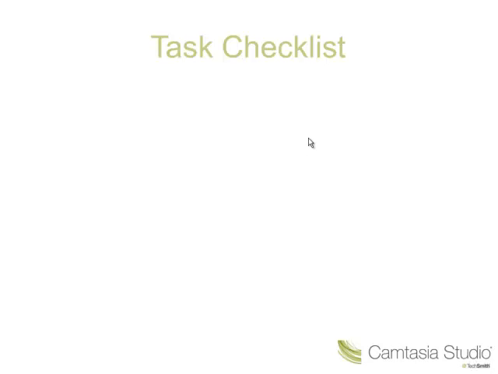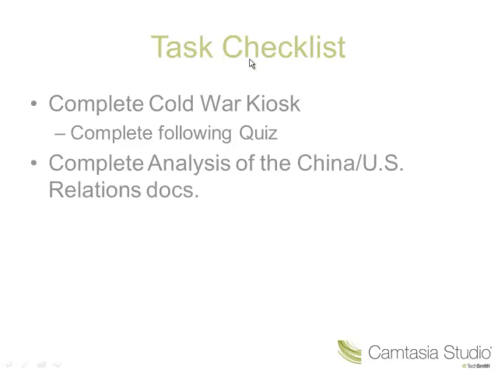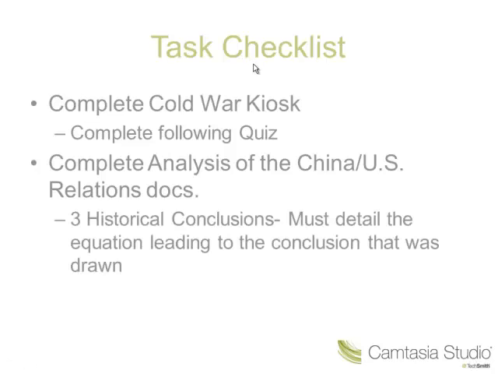The final checklist of things, and I'll go over this one other time, is you are going to complete the Cold War Kiosk, and I'll show you how to do that. After that, you'll complete the following quiz. After that, you need to complete an analysis of China-U.S. relations docs and make sure that you come up with 3 historical conclusions.